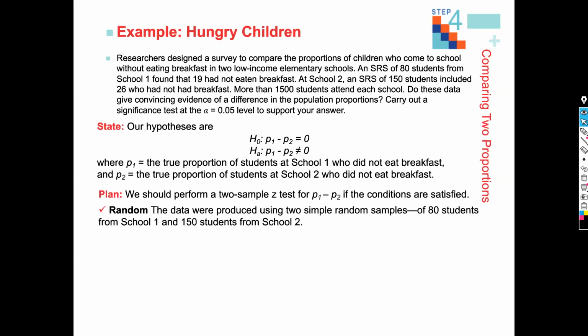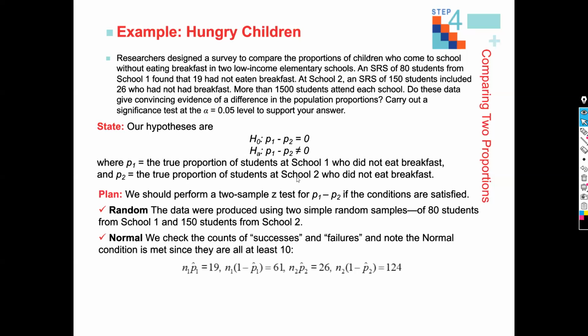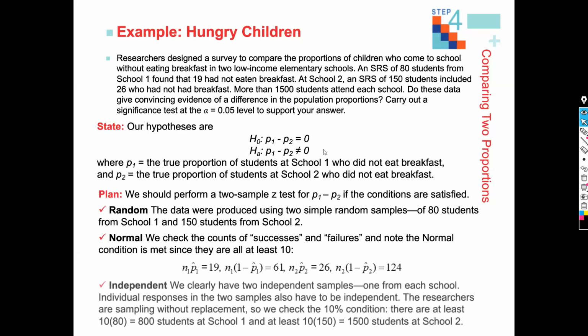Random, each sample is random. Says that they're both simple random samples. Normal, we can do n times p hat for each of these. There they are. They're all at least 10. And then independent, since more than 1,500 students attend each school, then we have our 10% condition satisfied.